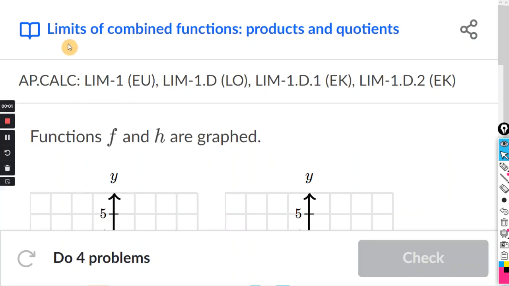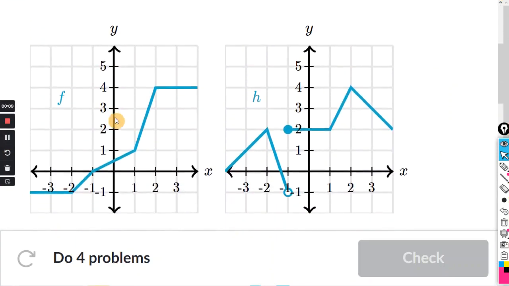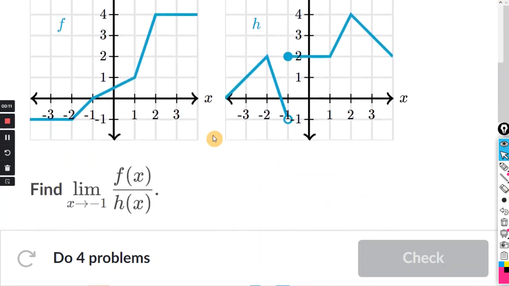This will be for the exercise on limits of combined functions, products, and quotients. All right, so here we have functions f and h on the graph. They want us to find the limit as x approaches -1 of f of x divided by h of x.